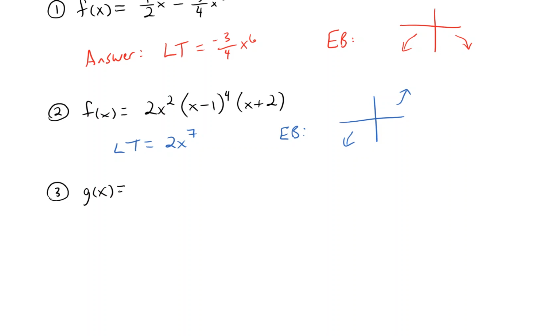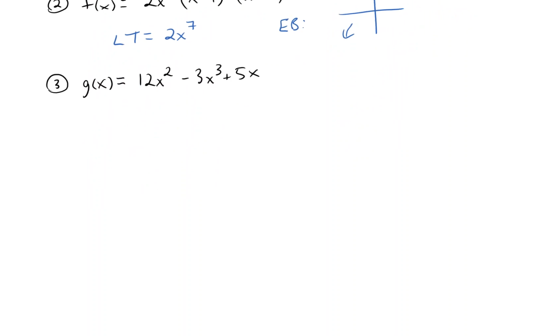Problem 3. g of x equals 12x squared minus 3x cubed plus 5x. Not going to give any hints here. See if you can determine the leading term and then use it to find your end behavior. When you're done, come back to the video to see the correct answers. So the leading term here is negative 3x cubed. In the end behavior, the left end goes up and the right end goes down.